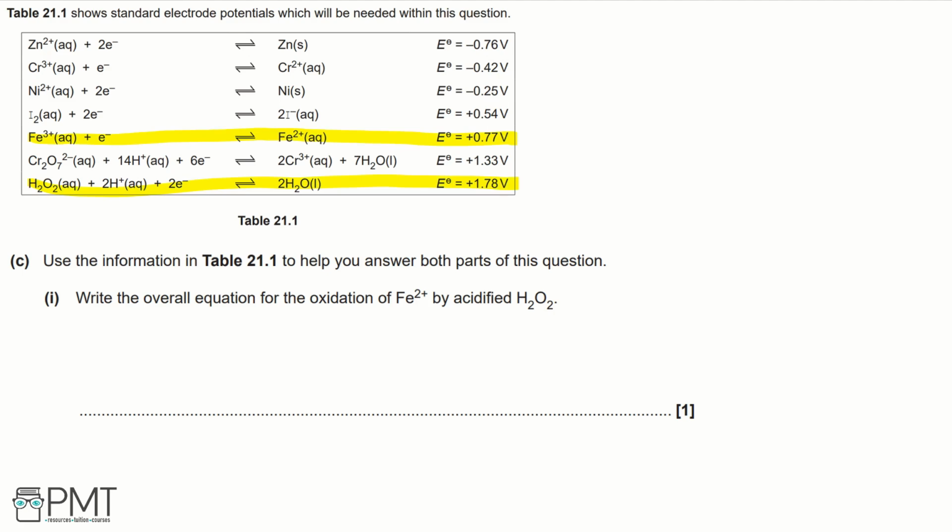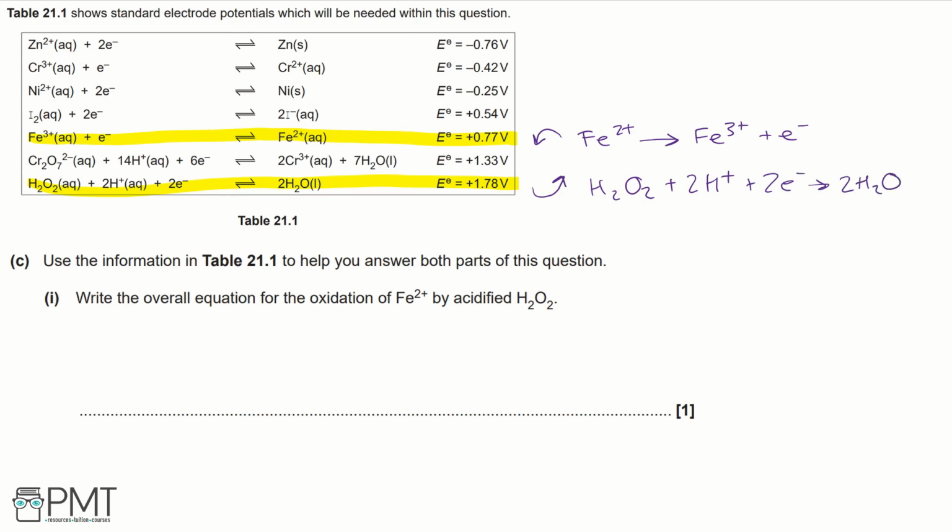Next, we need to look at their electrode potential values. The most negative, in this case Fe2+, will go backwards, and the most positive will go forwards. So rewriting these equations, we would have Fe2+ goes to Fe3+ plus an electron, and then H2O2 plus 2H+ plus 2 electrons goes to 2H2O.